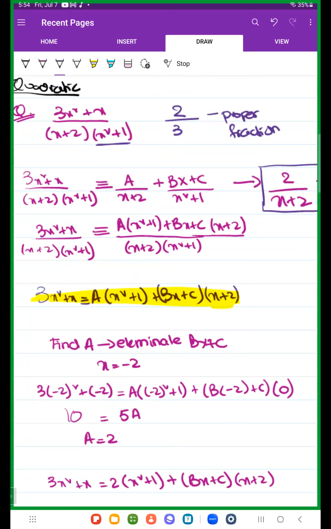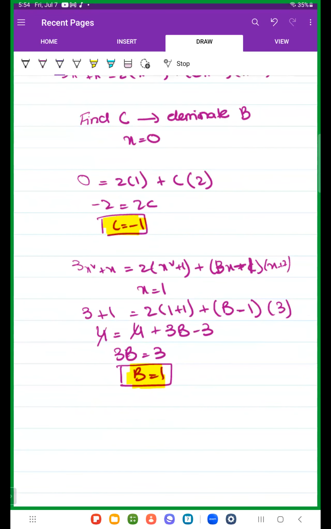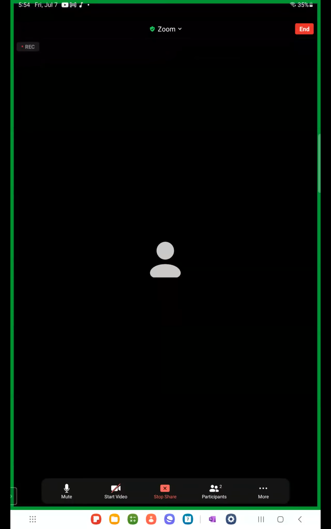Is it easy? I think I need a little more practice. Yes, I will be sending you questions for practice, which you will do. You can do them over the weekend. And on Monday, we will be discussing improper fractions.